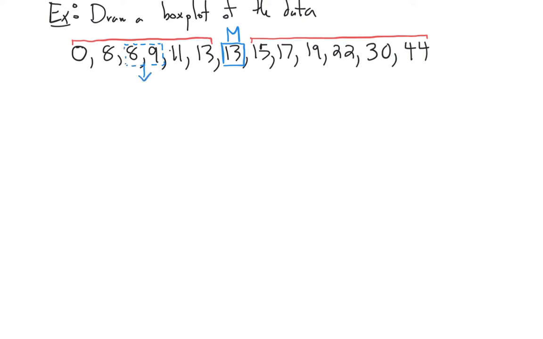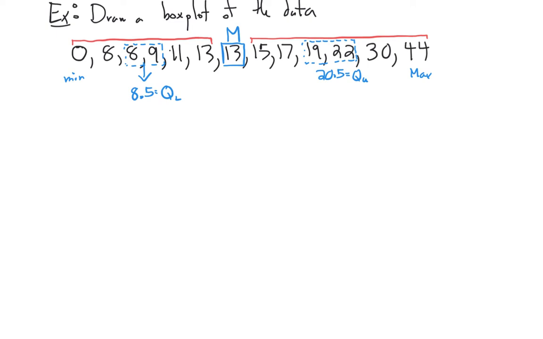our lower quartile. The average of 8 and 9 is, of course, 8.5. So that is our lower quartile. And we need the average of the 3rd and 4th data point in the upper half of the data. So the average of 19 and 22 is 20.5. And that is our upper quartile. Okay, and we have the max and the min here. No problem. Min, max.